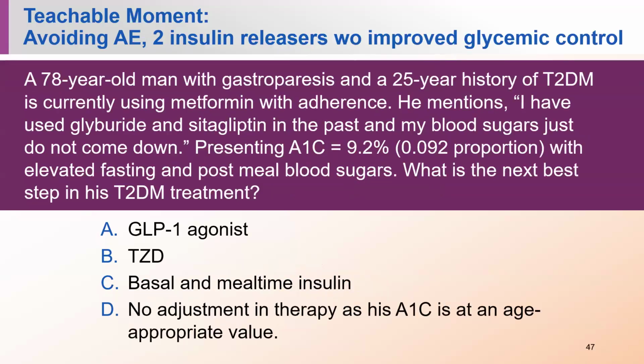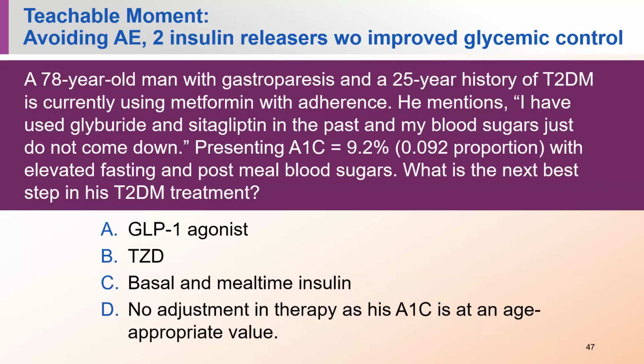A 78-year-old man with gastroparesis and a 25-year history of type 2 diabetes is using metformin with adherence. He mentions, I've used glyburide and sitagliptin in the past, and my blood sugars just don't come down. So this is the teachable moment when you have to go back and remember how does glyburide work? How does sitagliptin work? Glyburide is a sulfonylurea, an insulin releaser. Sitagliptin, a DPP-4 inhibitor, is also an insulin releaser. Okay, he's on 2 insulin releasers. He has not had improved glycemic control.